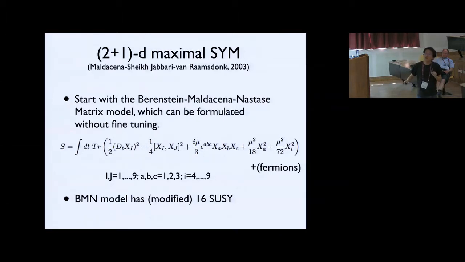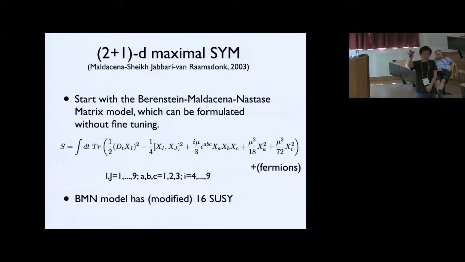So for X1, 2, 3, the indices a, b, c correspond to 1, 2, 3, and the small i corresponds to 4 to 9. And they introduce such a term. This epsilon is the structure constant of SU(2). Epsilon 1, 2, 3 is plus 1. Epsilon 2, 1, 3 is minus 1, and so on. Okay, and they added a mass term to X1 to 3, and for X4 to 9, they introduced a slightly different mass term, and the fermionic term is also slightly modified.